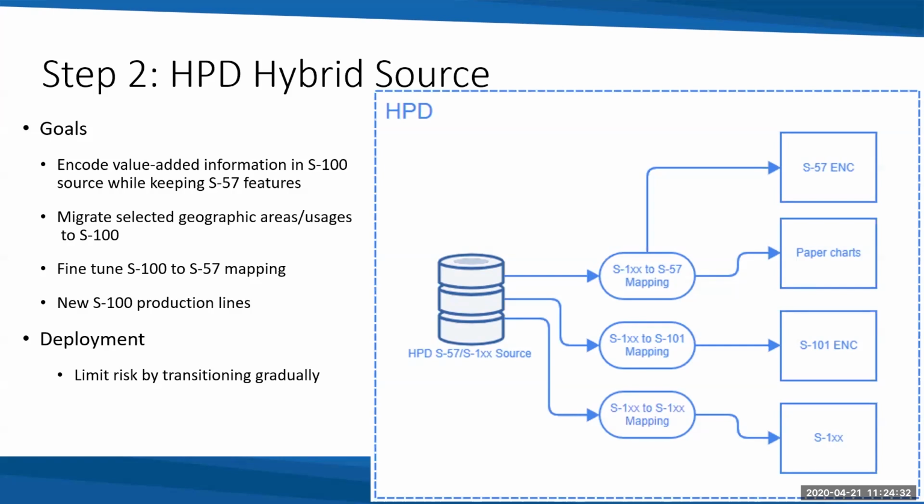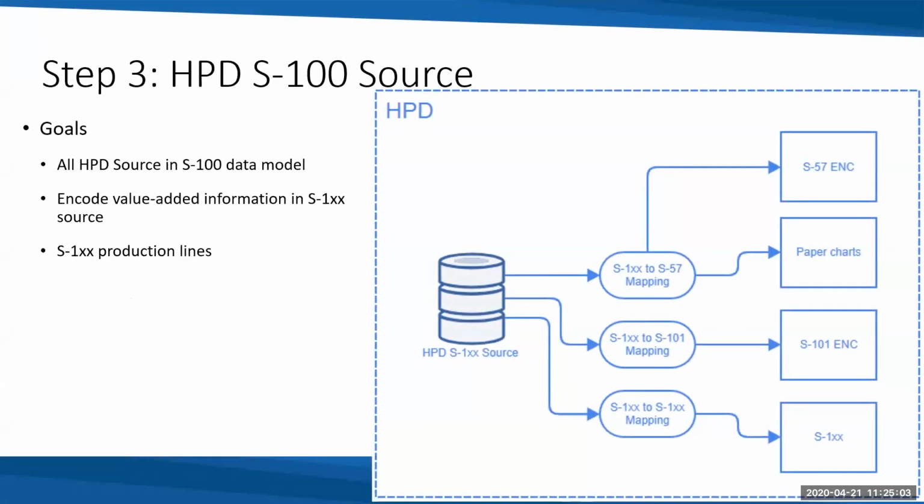The goal is also to migrate selected geographic area or usage to S100, as I mentioned before, fine-tune S100 to S57 mapping, and add new S100 production lines. The risk is limited because you are in control of the speed at which you're transitioning.